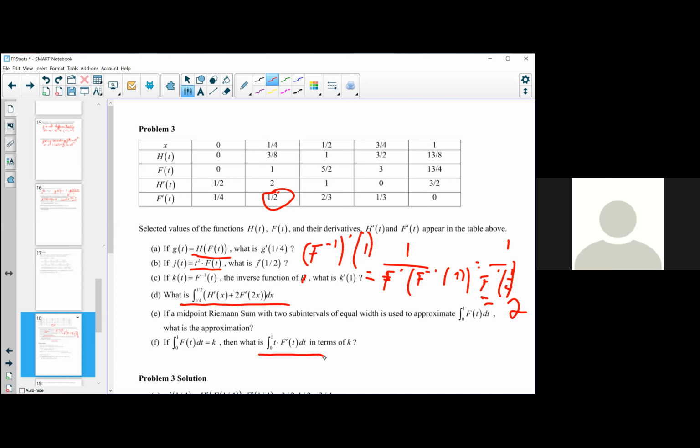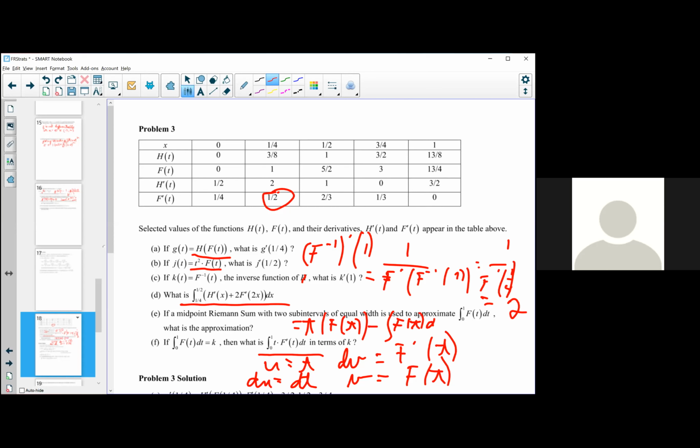Okay, so to do this one, I think this last one, you would set u equal to t and dv equal to capital F prime of t, because then you can find du being dt, and you can find v is capital F of t. Then you're going to kind of plug and chug after that point. This integral of u dv is uv, t F of t, minus the integral of v, F of t, du, which is dt.